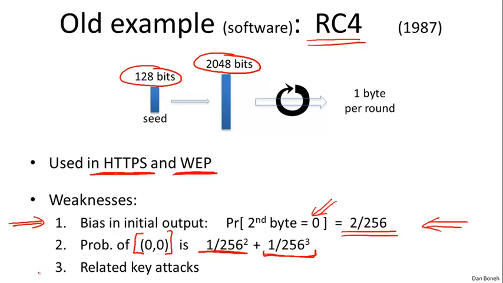And then in the last segment, we talked about related key attacks that were used to attack WEP that basically say that if one uses keys that are closely related to one another, then it's possible to recover the root key. So these are the weaknesses that are known about RC4, and as a result, it's recommended that new systems not use RC4 and instead use a modern pseudorandom generator.